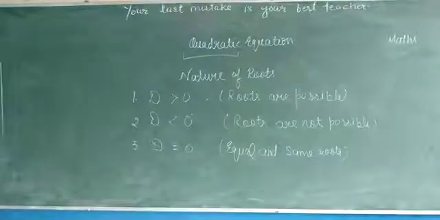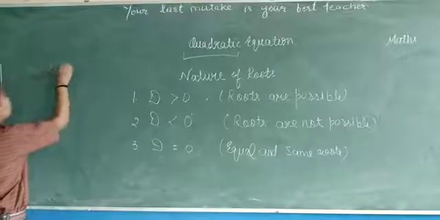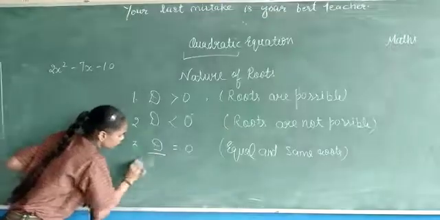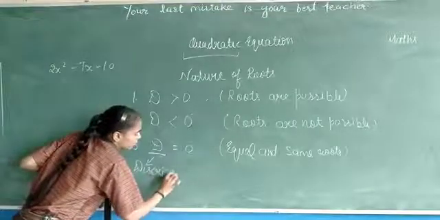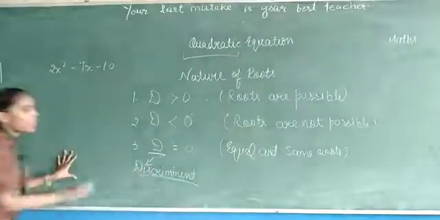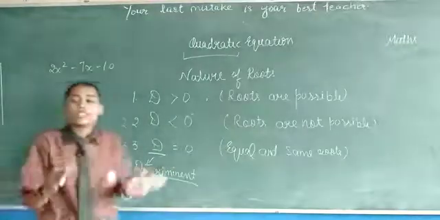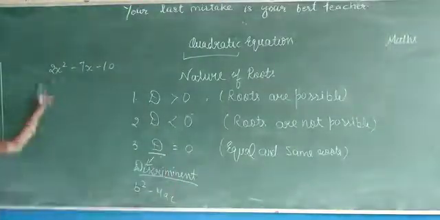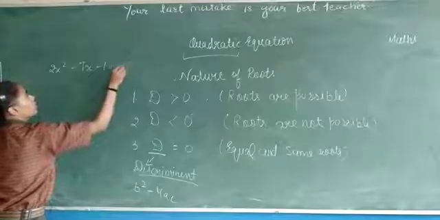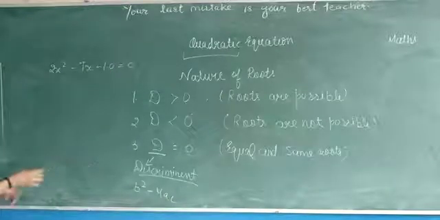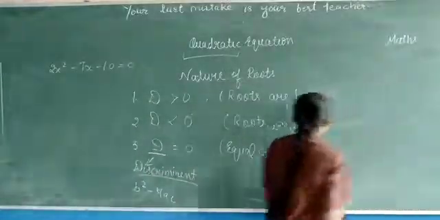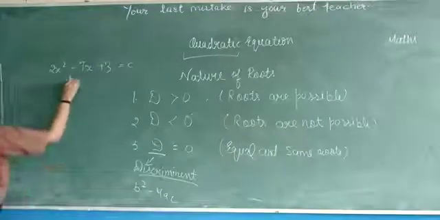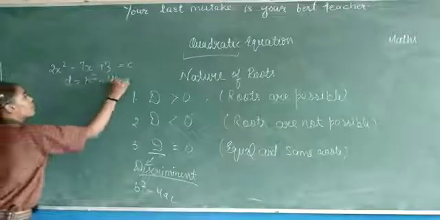Now friends, come to the topic quadratic formula. Take an example, 2x square minus 7x plus 3. Here D stands for discriminant. The formula of discriminant is b square minus 4ac. Firstly, we will find the discriminant: D is equal to b square minus 4ac.